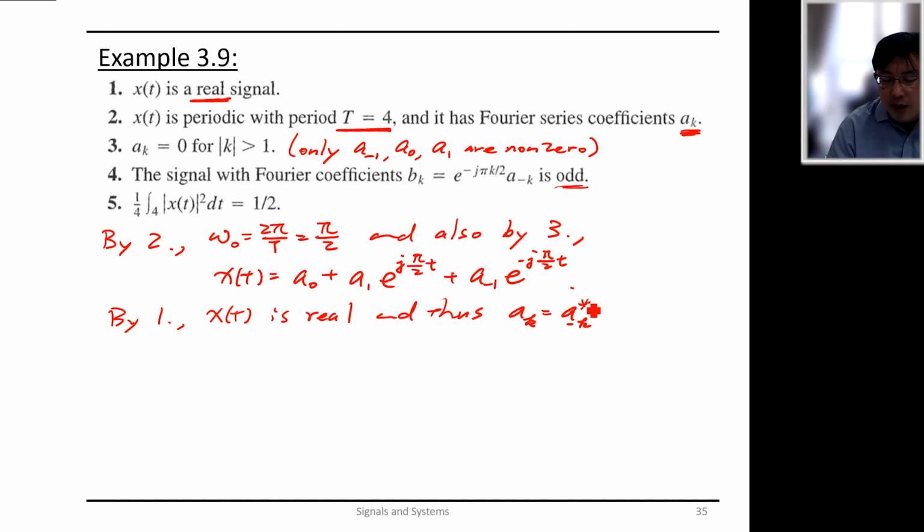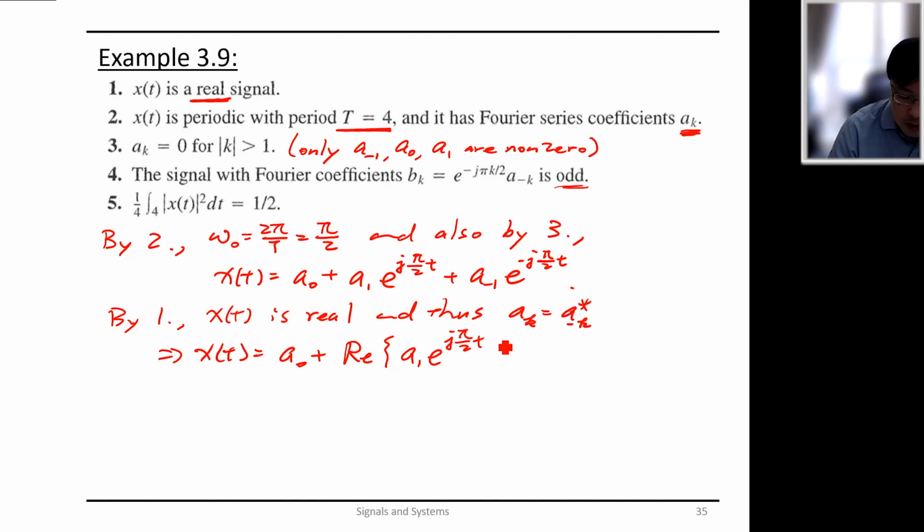So if you apply this to a1, you will see that a sub minus 1 is just a1 complex conjugate. So if you substitute this property inside, this is saying that x of t is a0 plus this term plus its complex conjugate, which gives you 2 times the real part of a1 e to the j pi over 2 t.